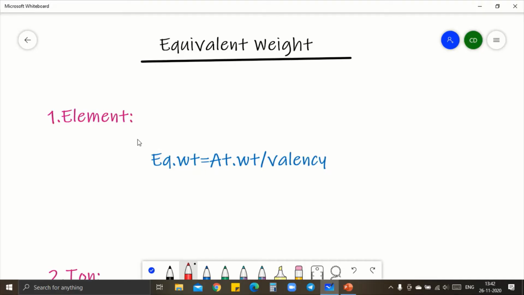Hello everyone, welcome back. Today let's discuss how to calculate equivalent weight: equivalent weights of an element, an ion, a salt and an acid. So let's start with an element. Here is the formula: atomic weight divided by valency. Suppose the equivalent weight of sodium.